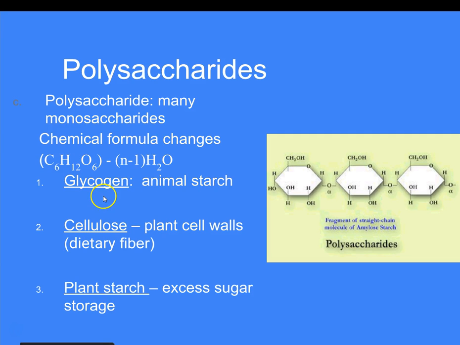Glycogen is a sugar that our bodies store simple sugars as. It's an animal starch, the complex sugar that our liver can store for long periods of time, and we can break it down if we don't have simple sugars available. Cellulose is probably one of the most abundant polysaccharides in the world because it makes up the plant cell walls in all plants. So anytime you eat plant matter, so if you have a salad, oats, grains, whatever you're eating, it contains lots and lots of cellulose, which is very important because it provides dietary fiber.